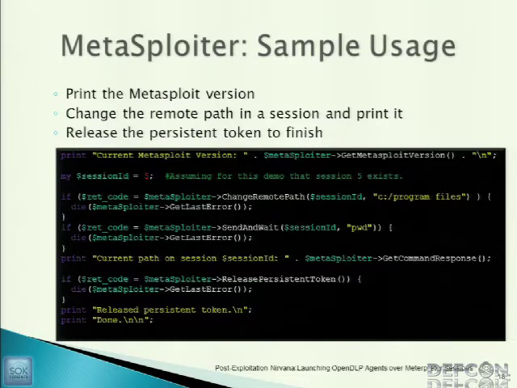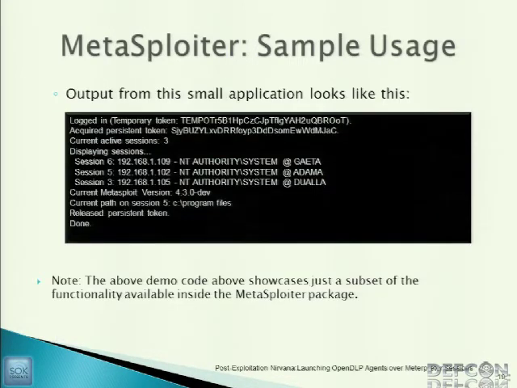You can change path. I have a method called send and wait, which will send a command and wait for a response. And get command response will get that response. And then you can release the persistent token to log out. And this is what the output of that little application looks like. Now this is just a subset of the code that's in there. You can see you can do a lot of really cool stuff with this if you want.